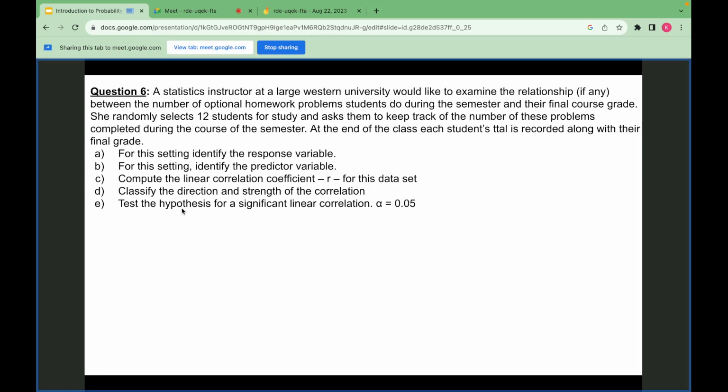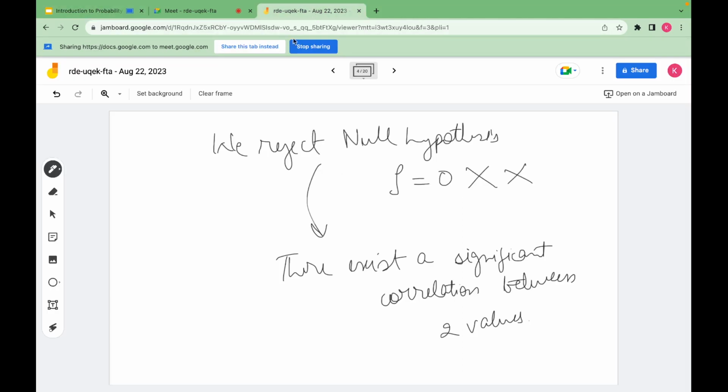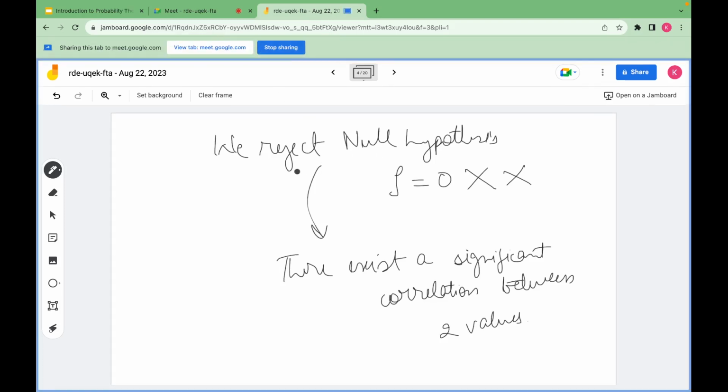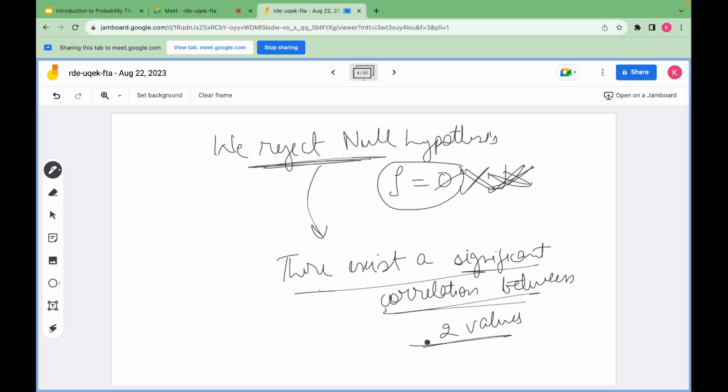So we need to find the test hypothesis for a significant linear correlation. We rejected this null hypothesis, which was saying that there is no significant correlation. So this is not correct because we rejected the null hypothesis. That's why there exists a significant correlation between these two values.